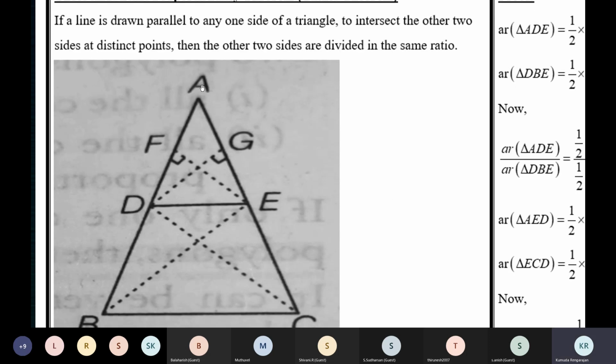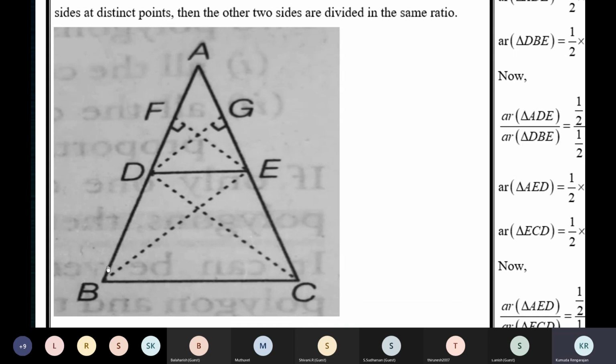So see here, look at this triangle ABC, in which DE is parallel to BC. This line DE is drawn parallel to the side BC. AB, BC and AC are the three sides of the triangle. This line DE is drawn parallel to this side BC. And you can see that DE intersects the other two sides, AB and AC, at D and E respectively.